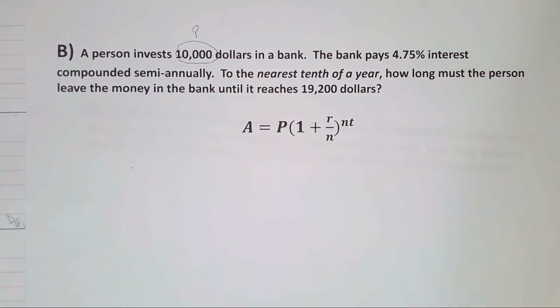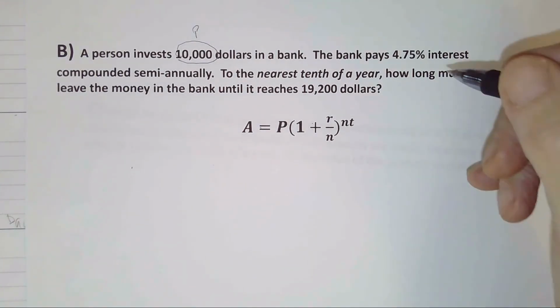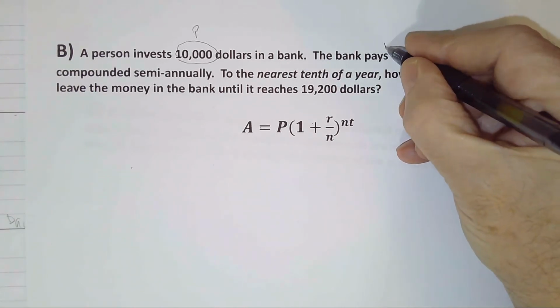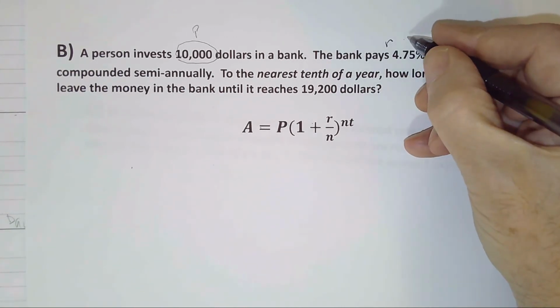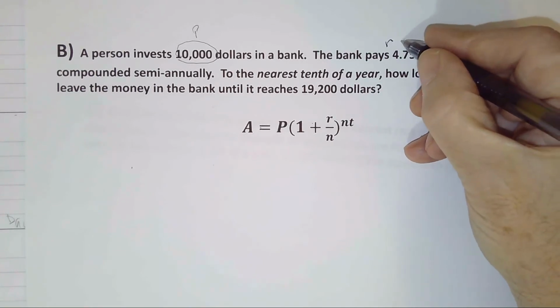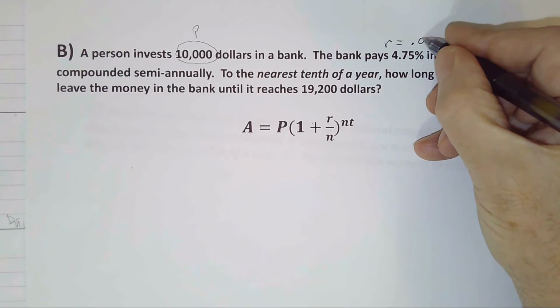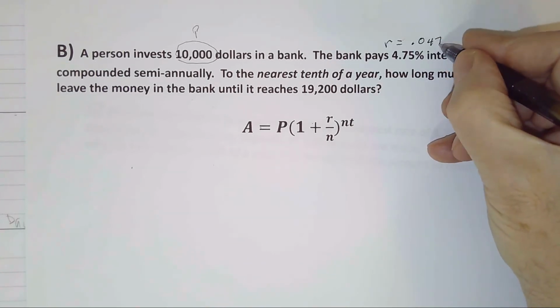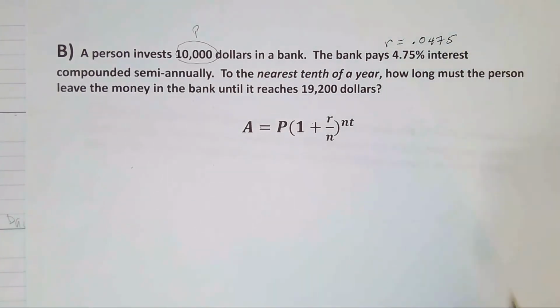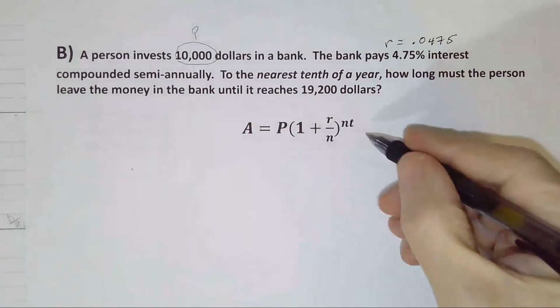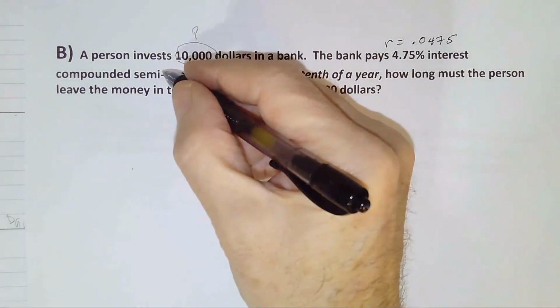And then the bank pays a rate of 4.75% interest. So remember, with rates, you have to change them to decimals. You have to move over the decimal point, so this is going to be 0.0475. Always remember to do that. And then it's compounded semi-annually, and so that's your n here. So n equals 2.